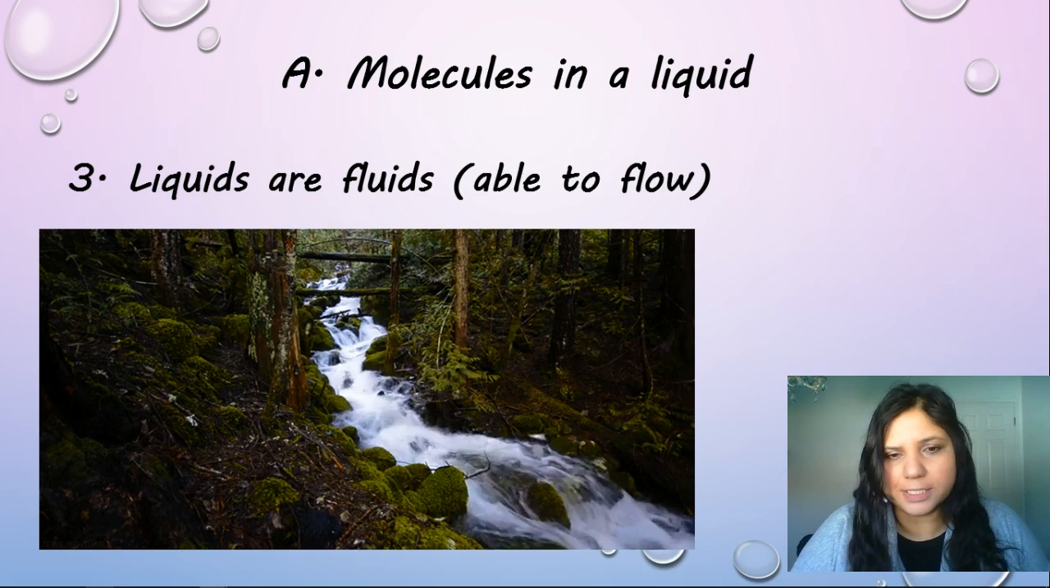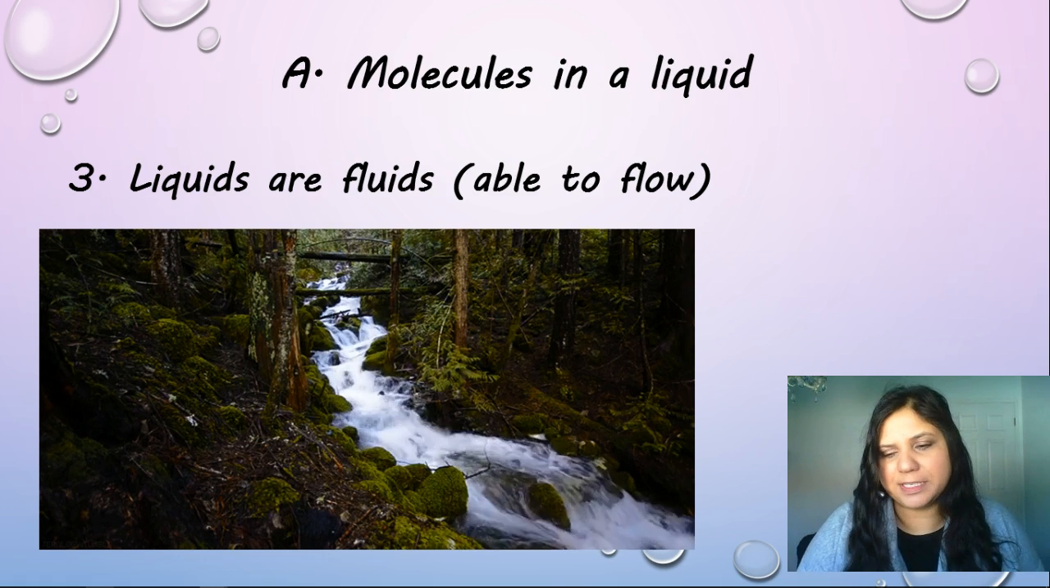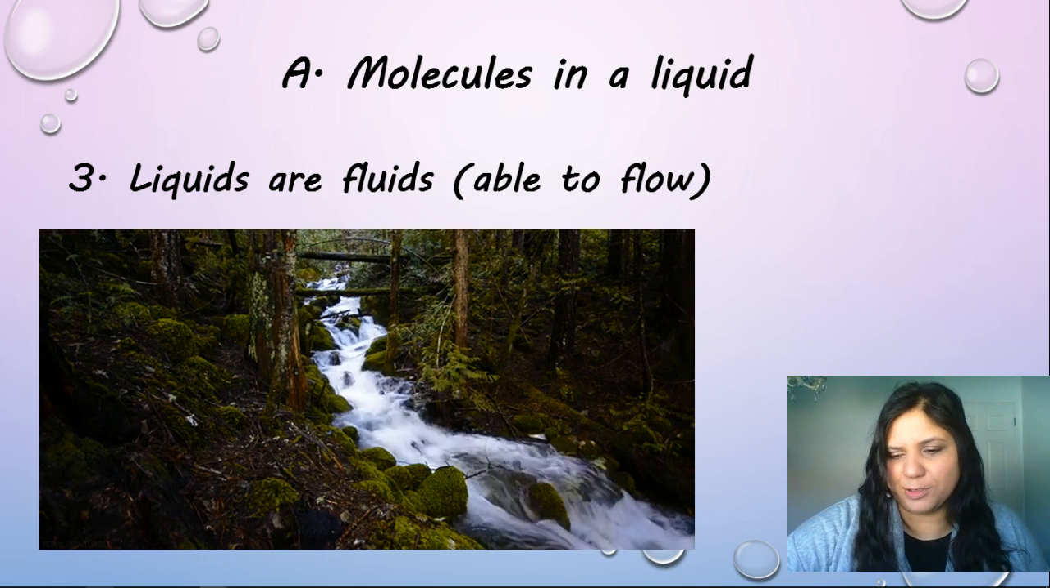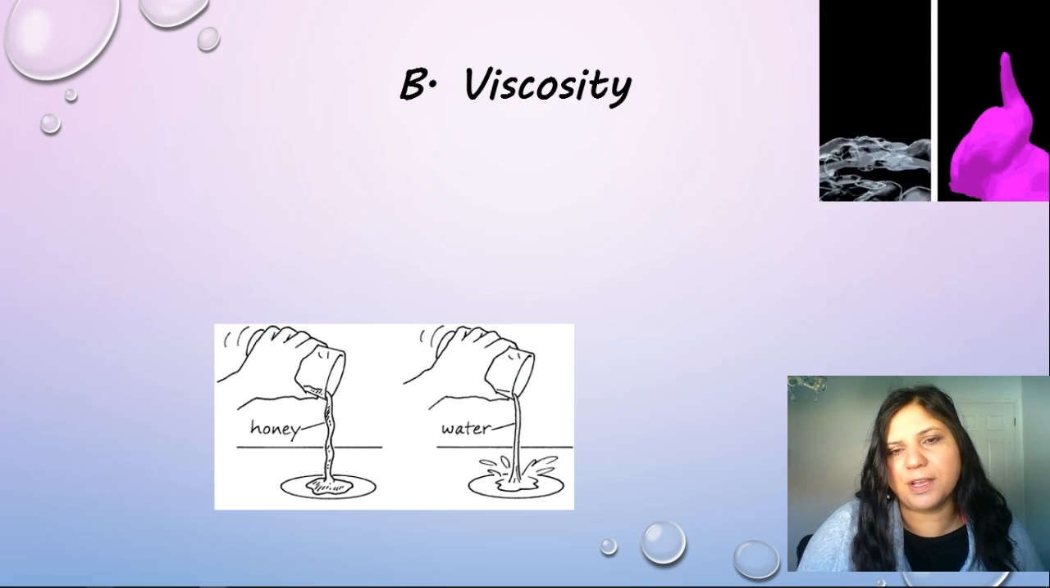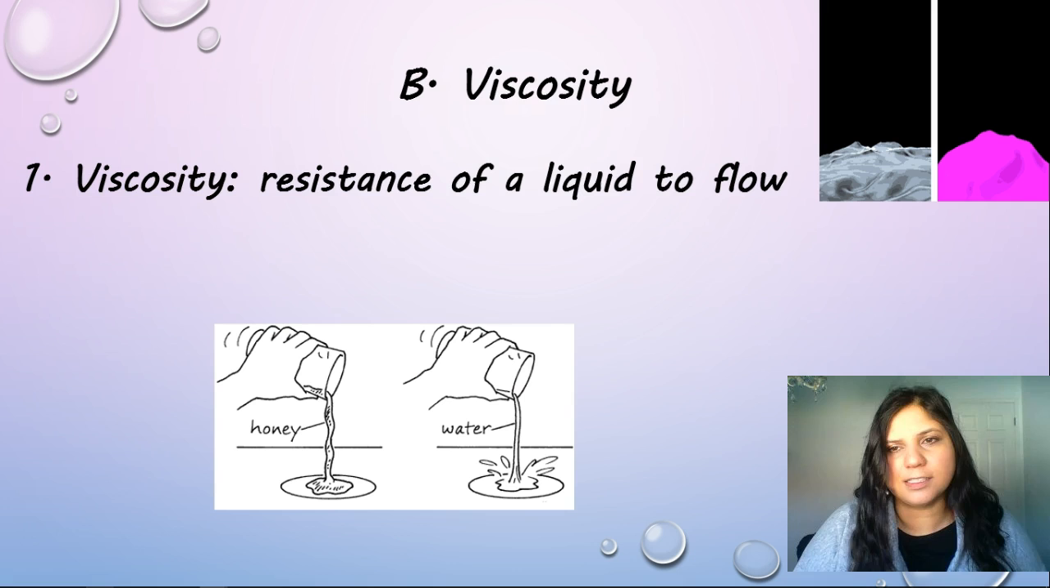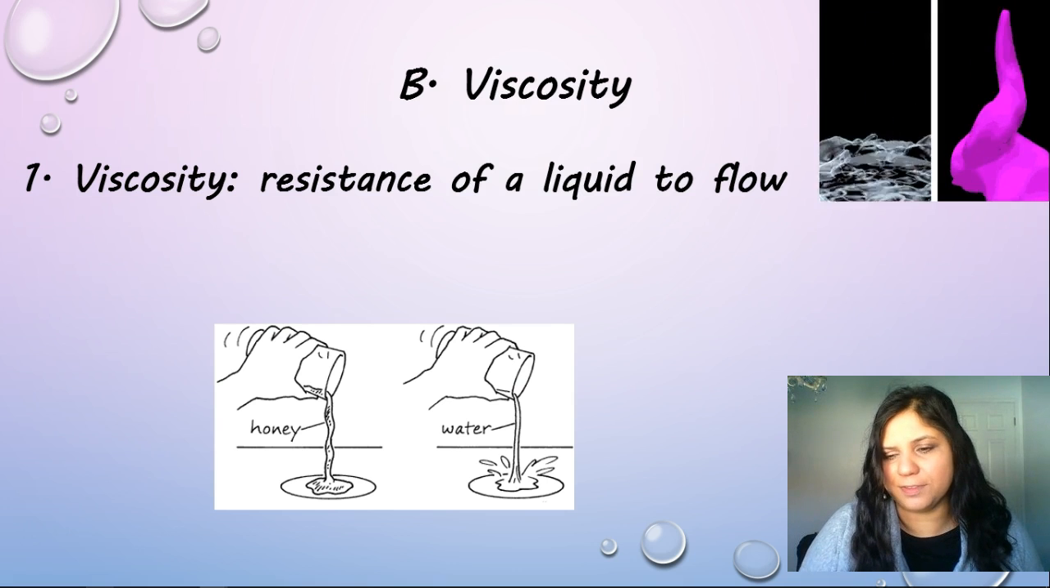Liquids are fluids in that they are able to flow. So this water here, water is a fluid. It's able to flow, and you see it flowing down the river or stream or creek. Okay, next we need to learn the term viscosity. Viscosity is a substance's resistance to flow. So how much it doesn't want to flow. It doesn't flow very nicely.